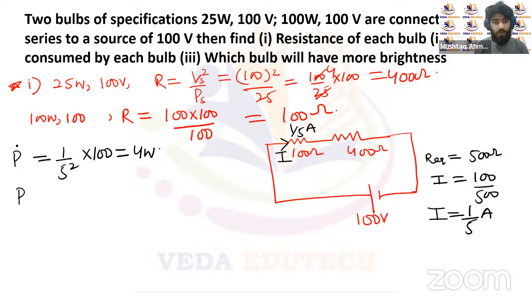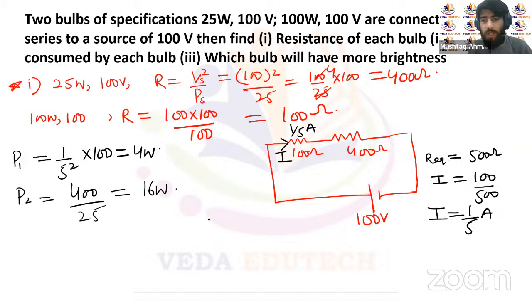So similarly for P25, right? And for P100, the resistance is 100 ohm. Let me just write it as P1 and P2. So for 400 ohm, it will be 400 multiplied by 1 upon 25, that will be 400 upon 25, it will actually be 16 watts. The power consumed by the 400 ohm bulb will be 16 watts, and the power consumed by the 100 watt bulb will be 4 watts.